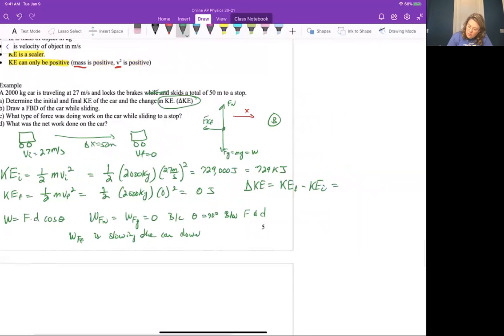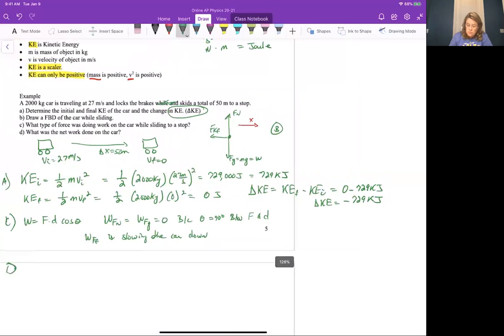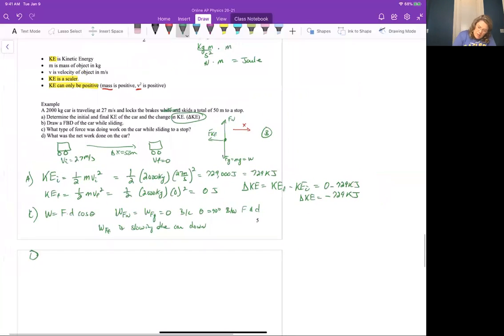Which is going to be equal to 0 minus 729 kilojoules. So the change in kinetic energy was equal to a negative 729 kilojoules, or 729,000 joules. D. What was the net work done on the car?